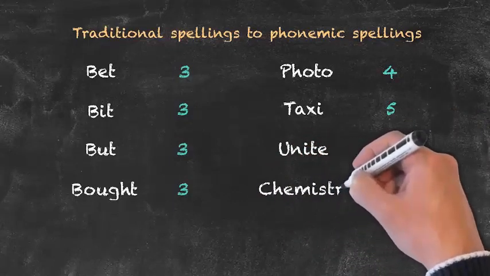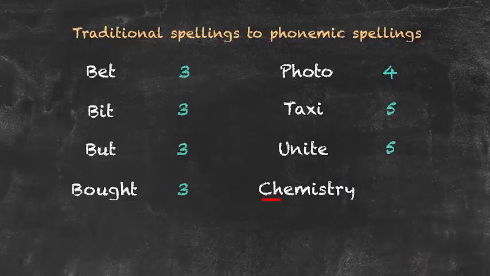Let's give that a shot. K, I, s, t, e. That's 8 phonemes used in the word chemistry.